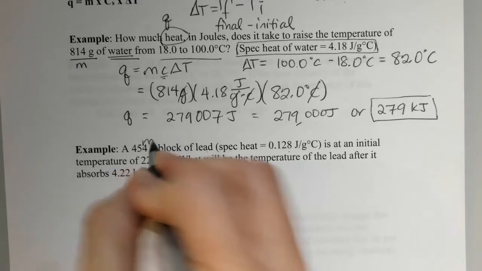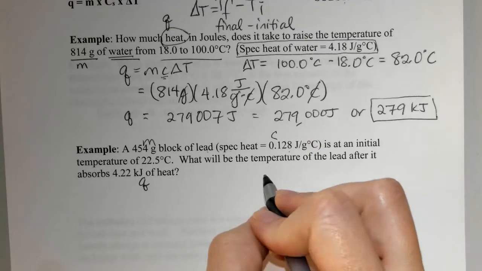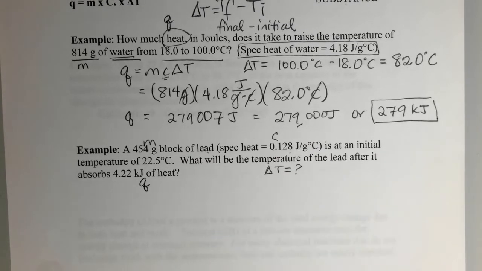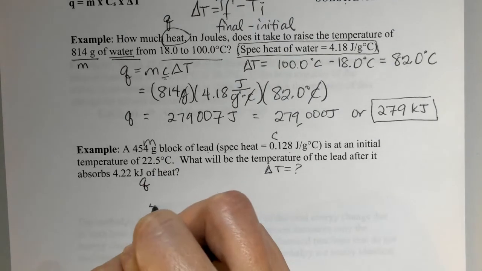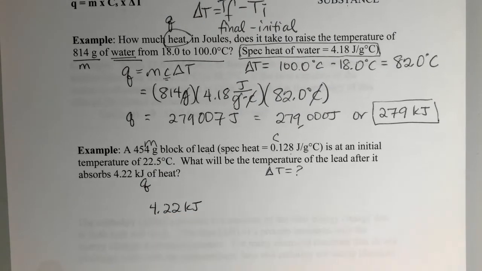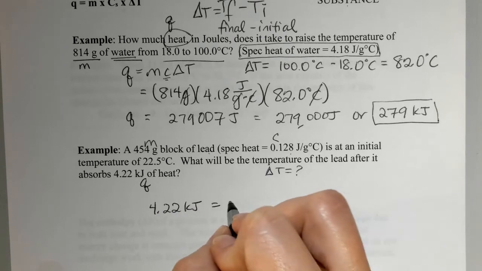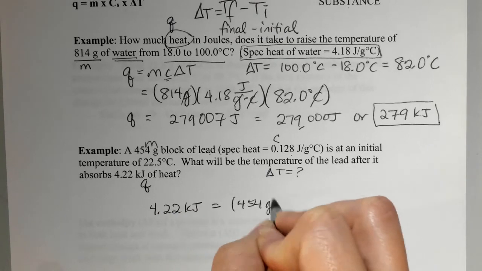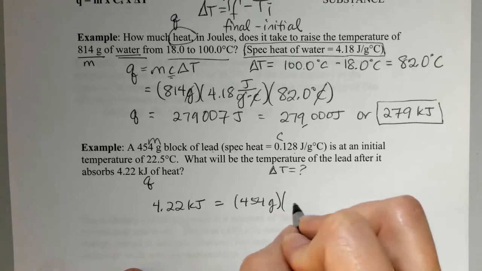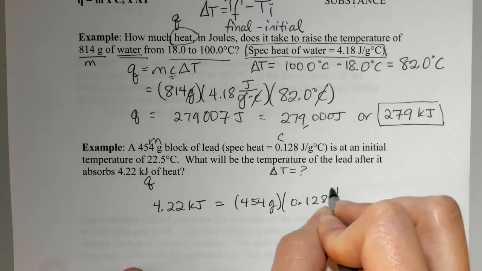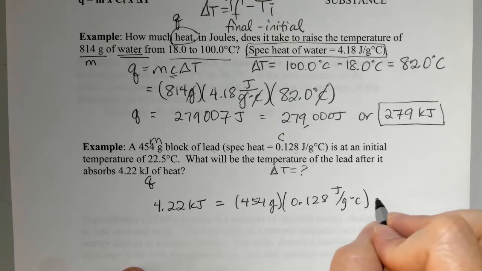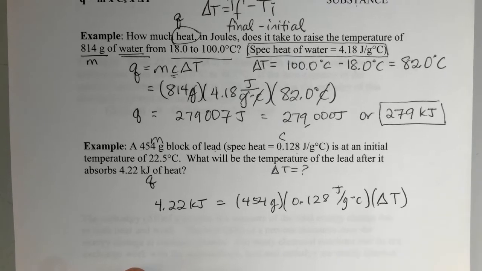We have our mass, we have our heat capacity. We're going to first solve for the change in temperature, right? That much energy into this much lead, what kind of temperature change are we going to achieve? So if we have 4.22 kilojoules as our Q, mass would be 454 grams. The specific heat capacity is 0.128 joule per gram degree Celsius. And our delta T is what we're going to solve for.